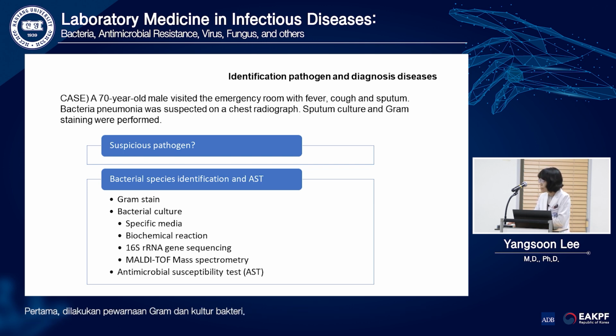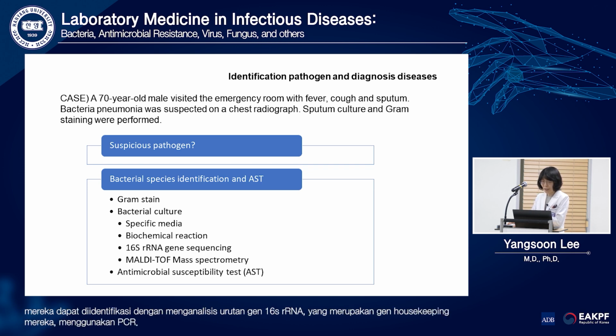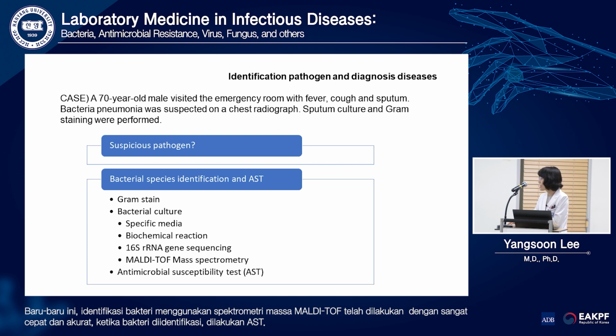First, gram stain and bacterial culture are performed. If bacteria cannot be identified using specific media or biochemical reactions, they can be identified by analyzing 16S rRNA sequencing, which is their housekeeping gene, using PCR. Recently, the identification of bacteria using MALDI-TOF mass spectrometry has been performed very quickly and accurately. When bacteria are identified, AST is performed.